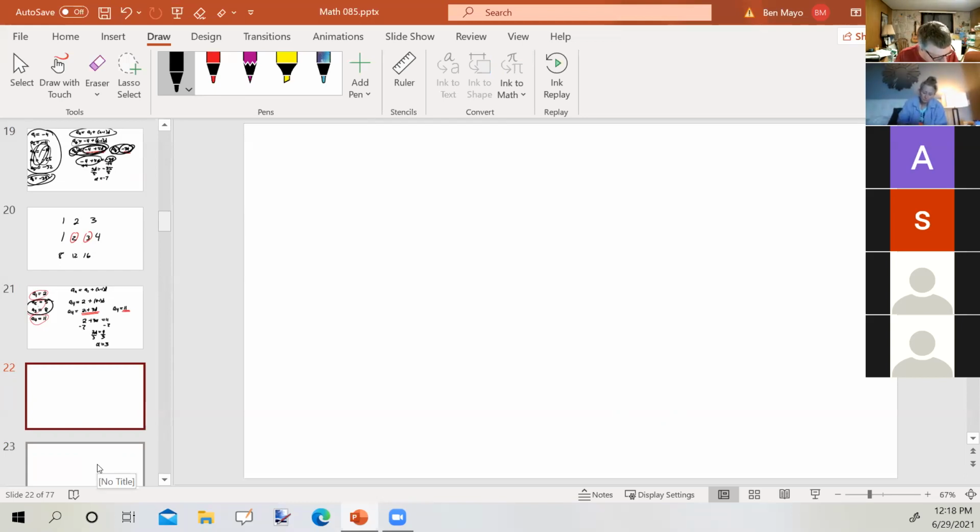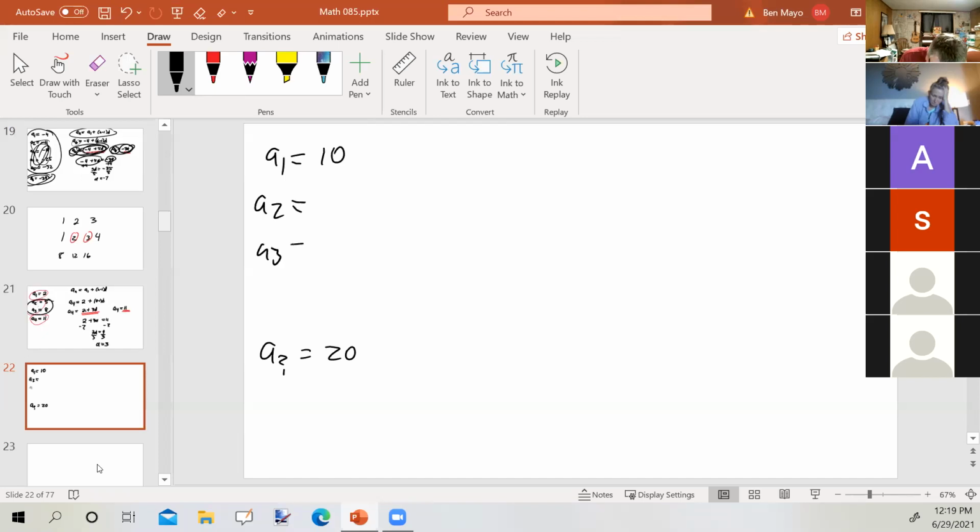Okay, this says, insert the given number of arithmetic means between the numbers. 4 arithmetic means between 10 and 20. Here, I'm going to say a sub 1 is 10 and a sub question mark is 20. Now, we're supposed to put 4 arithmetic means in there. So that's a sub 2, a sub 3, a sub 4, and a sub 5. So then what would a sub question mark be? 6. Right.